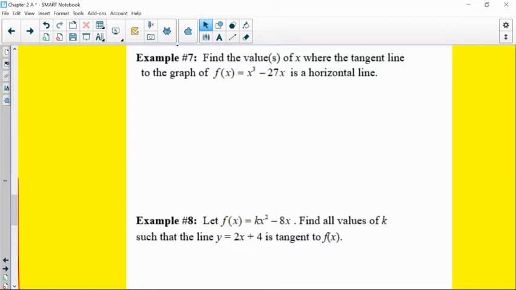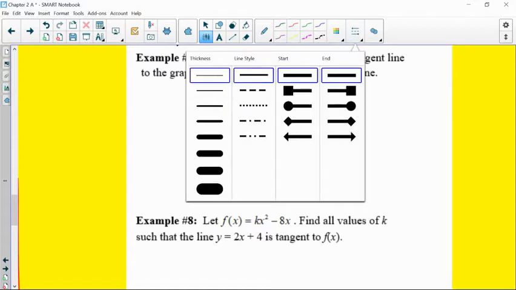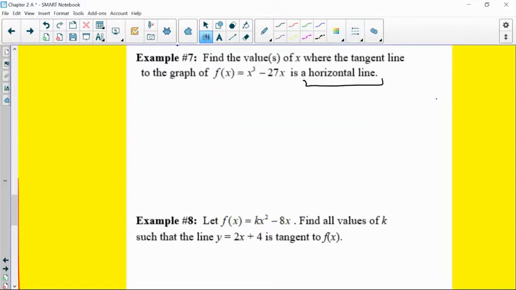Okay, so it says find the values of x for number 7. Find the values of x where the tangent line to the graph of this given cubic function is a horizontal line. And that horizontal line is super important because it tells you exactly what kind of line in terms of slope we're looking at, right? So the fact that it's a horizontal line, every horizontal line has a slope of 0. So that's implicitly saying you need to find a derivative function, f prime, and since derivatives measure slope and we want to solve when the slope is 0, you're going to set that slope function equal to 0.